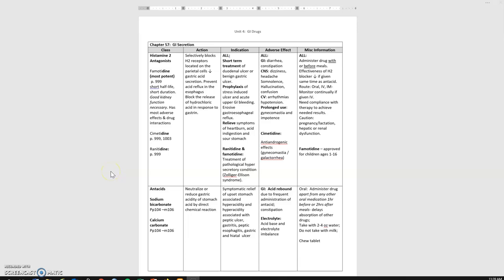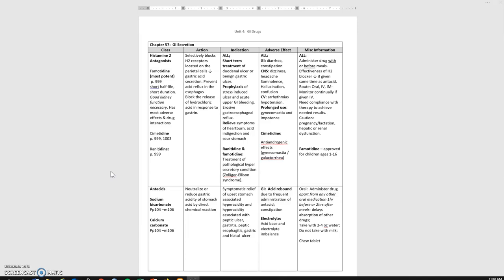This is a short overview of Chapter 57, GI Secretion Drugs. Before we start, note that on page 998 in your textbook, Figure 57.1 shows the site of action of all of these drugs. The first class are H2 antagonists.